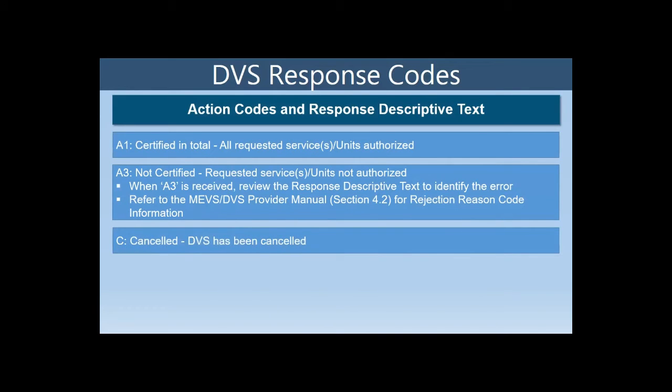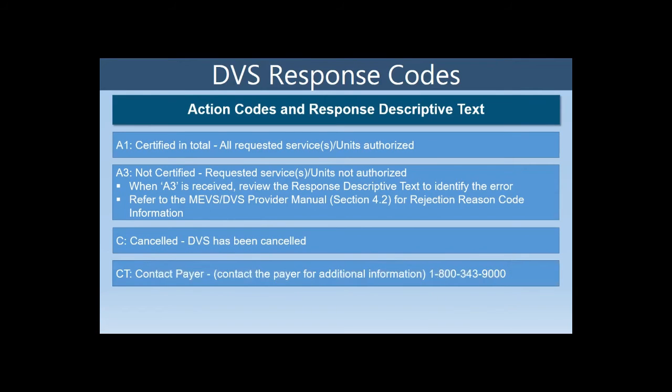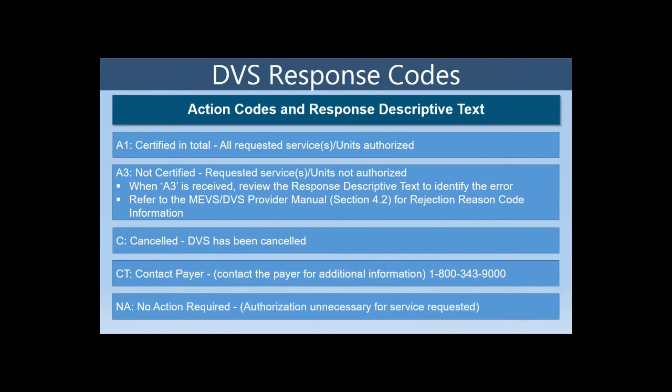C, Canceled. DVS has been canceled. CT, Contact payer. Contact payer at 800-343-9000 for additional information. And NA, No action required. Authorization unnecessary for service requested.